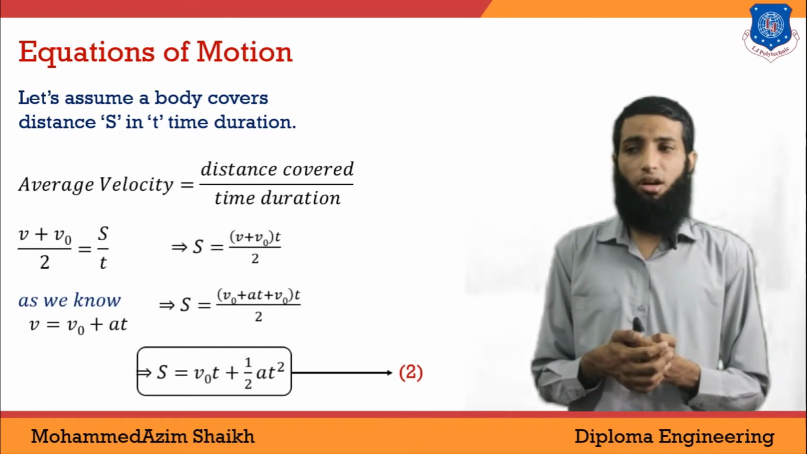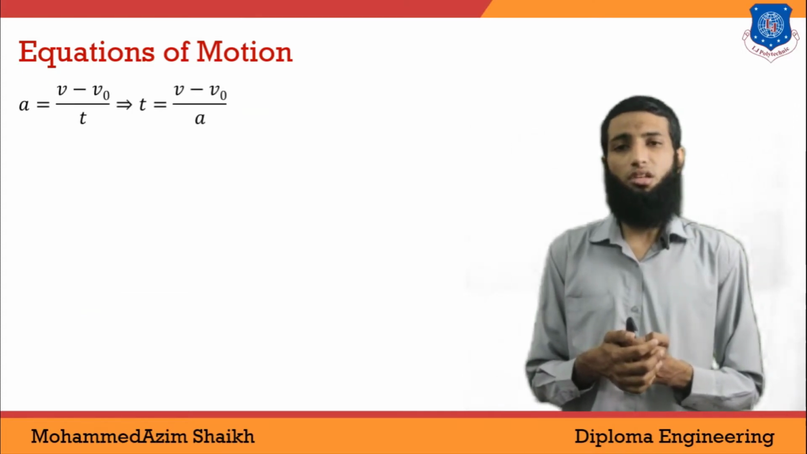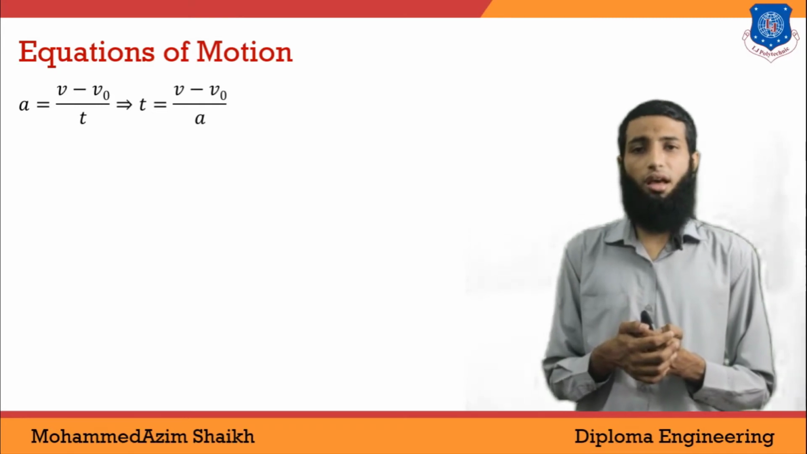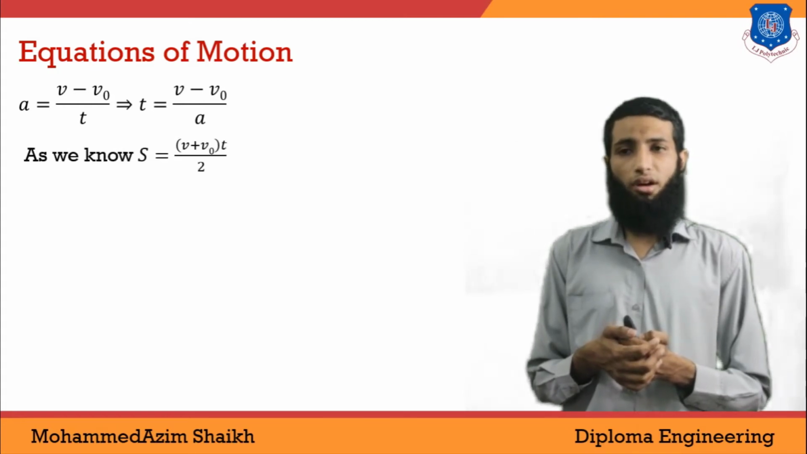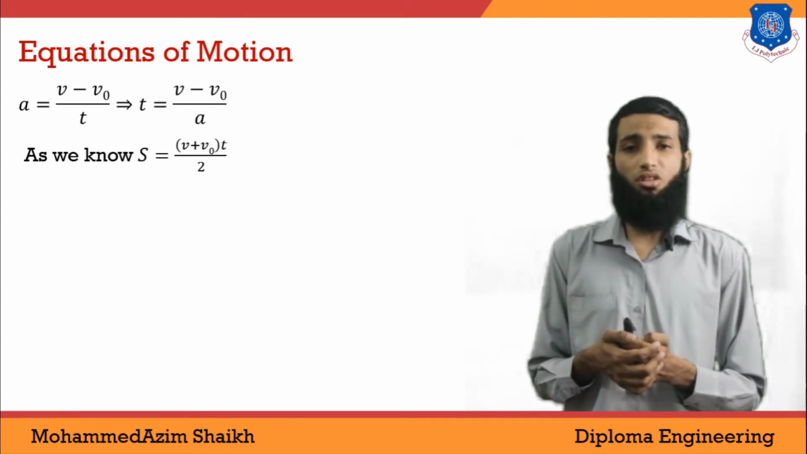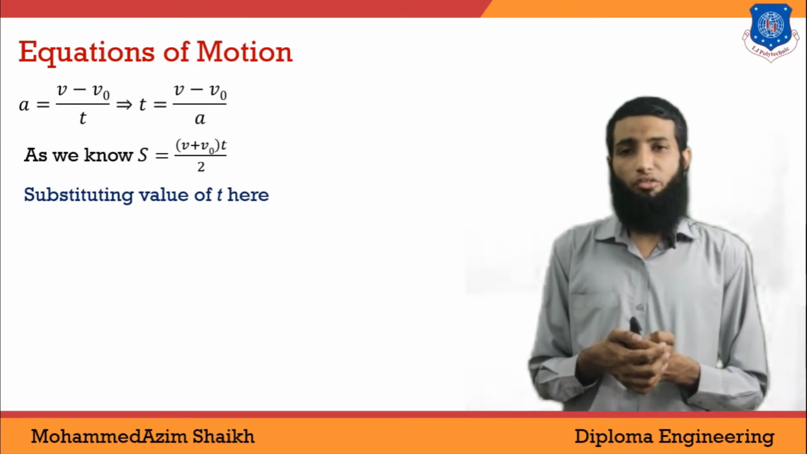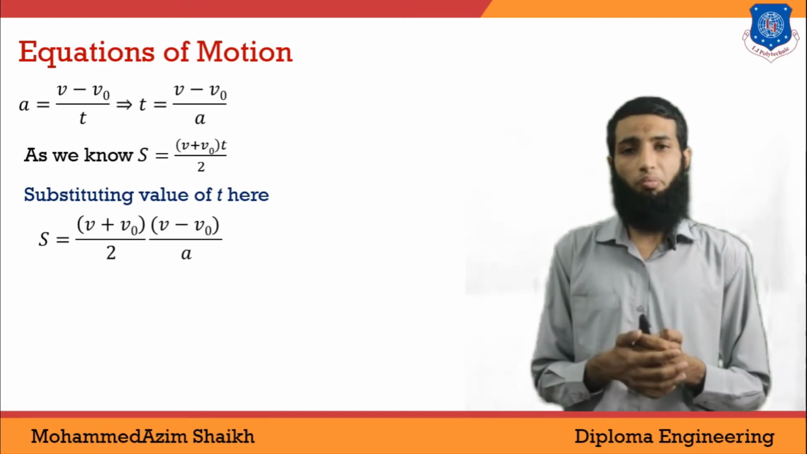Now moving forward, we will derive equation number 3. The acceleration a is equal to v minus v0 by t, so we can write t is equal to v minus v0 by a. Here, as you can see, we made t the subject. Now, the displacement or distance s is equal to v plus v0 by 2 into t. We will substitute the value of t from the above equation. We can write s is equal to v plus v0 by 2 into v minus v0 upon a.